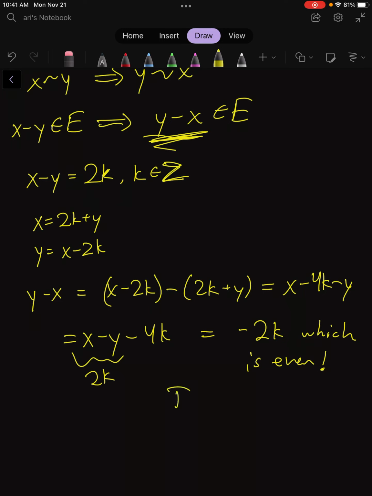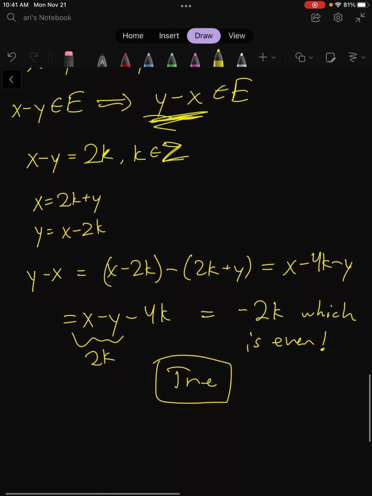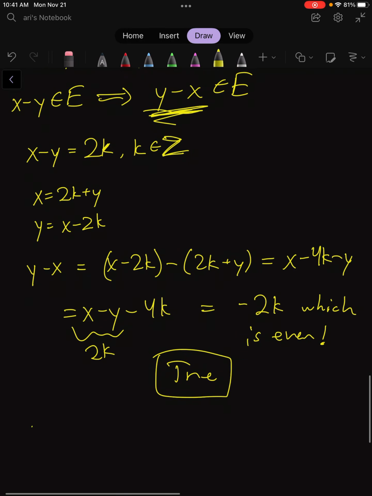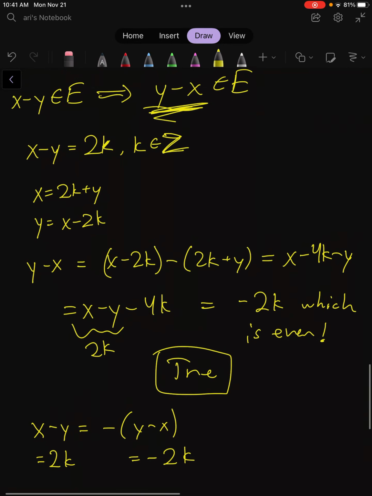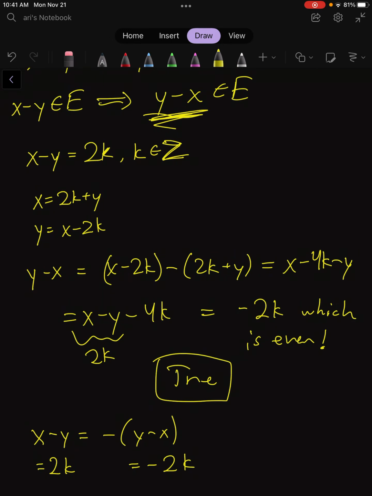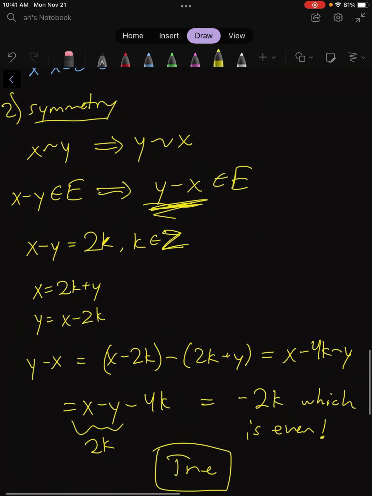So it's true. A much simpler way of doing this, if you're able to recognize it, is that x minus y equals negative y minus x. So if this is equal to 2k, then that is equal to negative 2k. That's the quick and dirty way of doing it. But the way that I just showed you, where I did all the algebra, totally works and is more generalizable. It's more general because that way will always work. And this was just a cheap trick.